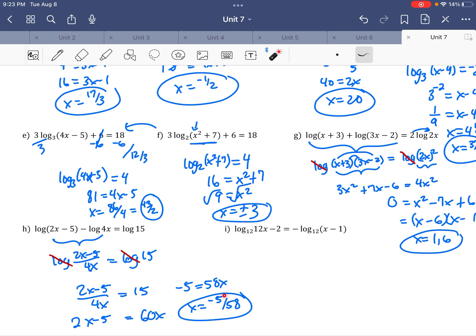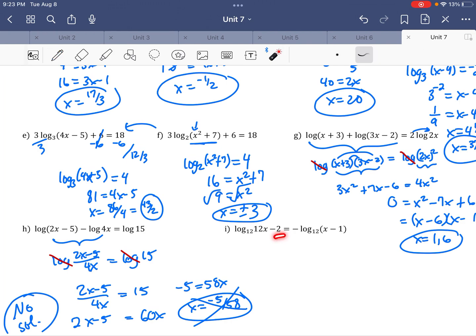Well, do a quick mental check. If you put a negative 5 over 58 right here, 4 times a negative, that's going to be negative. I can't do it. So the only answer I got is something that I cannot use. So there's no solution to this one. Okay, so these expressions would never equal each other.